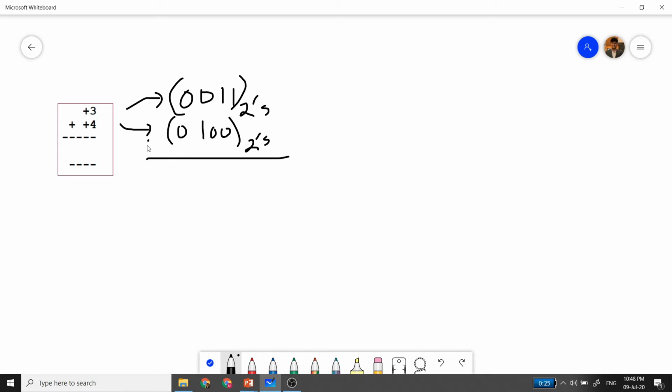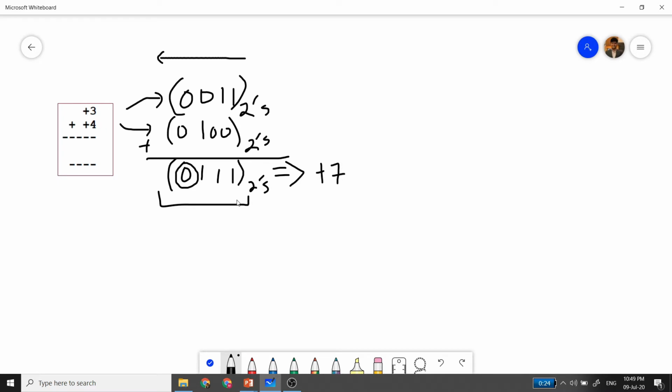Now, I will add these two numbers the same way I did in my previous videos. That is, I will add each corresponding digit from the right and then gradually move to the left. When I add 1 plus 0, I get 1. When I add 1 plus 0, I get a 1. When I add a 0 and a 1, I get a 1. When I add 0 plus 0, I get a 0. From this answer, you can see this is also a positive one because the first digit is a 0. Since this is a positive number, when I convert it back to decimal, I get a value of +7. So my answer is +7.